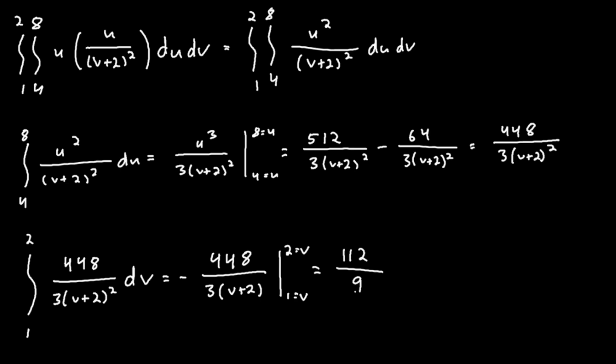112 over 9. So this right here, let's use green because that signifies that you did it right. So this right here, 112 over 9, is our value for our integral using transformations. Let's move on to the next question.